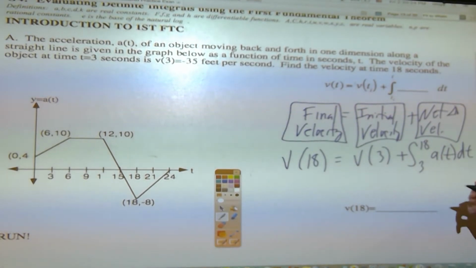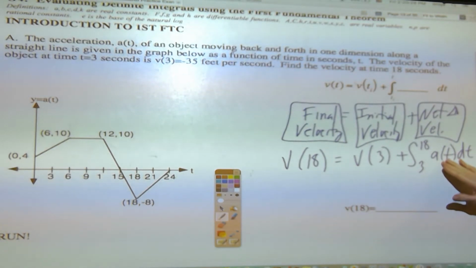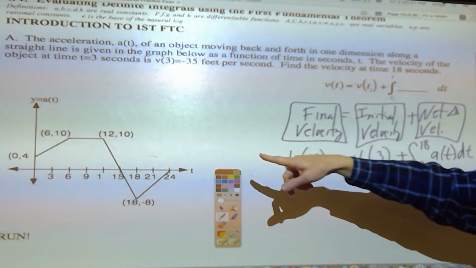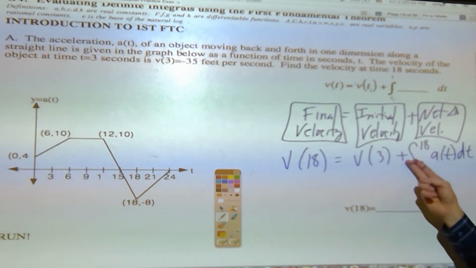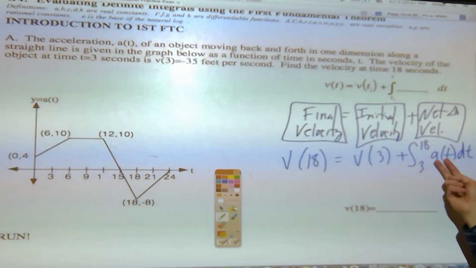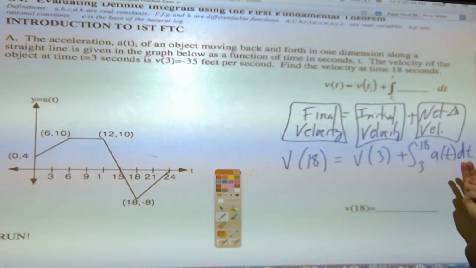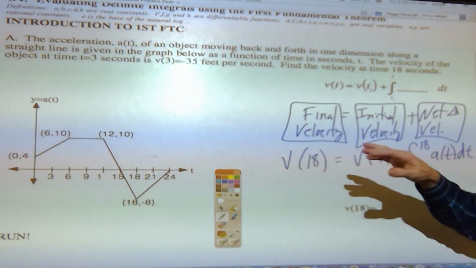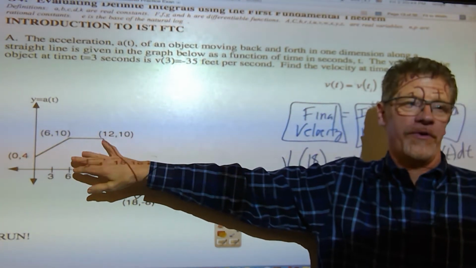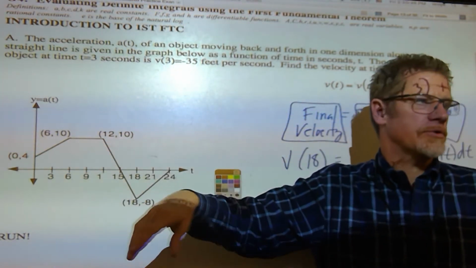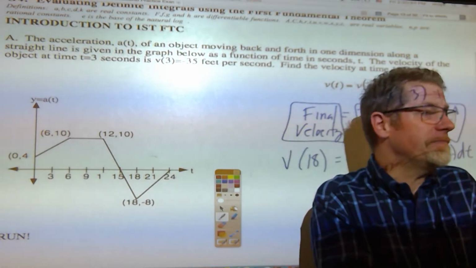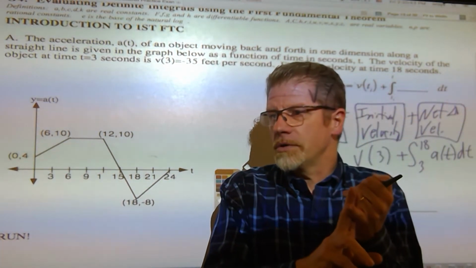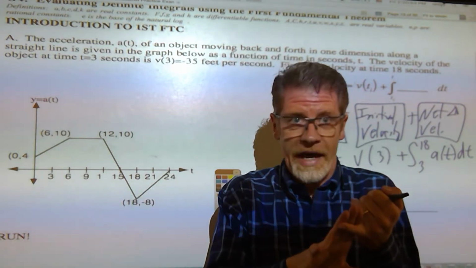Now, in the past, we've given you either a function for a of t, like an equation for a of t. Didn't give you that this time. Sometimes we give you a table of values so that you can approximate this net change in velocity using a Riemann sum. Didn't give you that. This time we're giving you a graph. College Board says that you should be able to evaluate a definite integral or approximate a definite integral based on an equation, a table of numbers, or a graph.